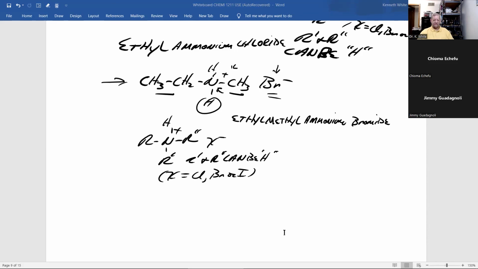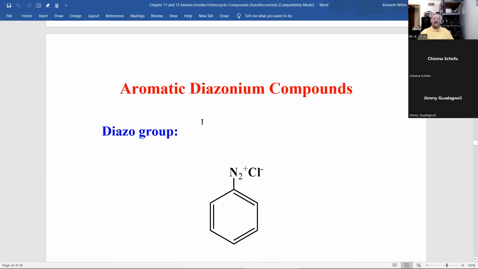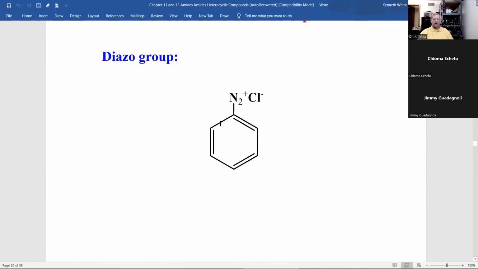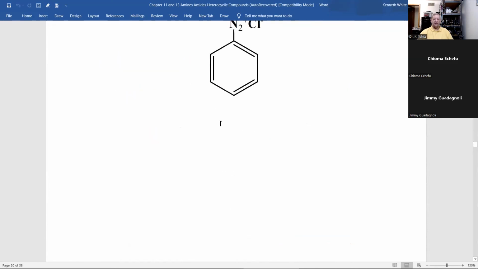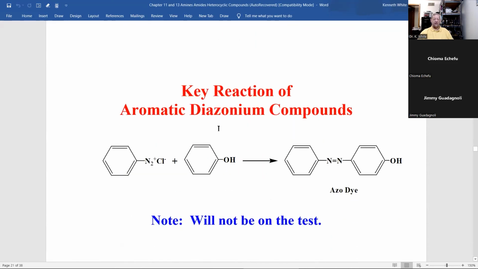All right, let's move on. Now, switch is off, and I'm going to go through this real quick. This is called a diazo group. It's a functional group, and it's used when you react it with a phenolic compound like phenol to make this molecule. Again, switch is totally off, but this is called the azo dye. It will not be on the test, I even have it on the slide.